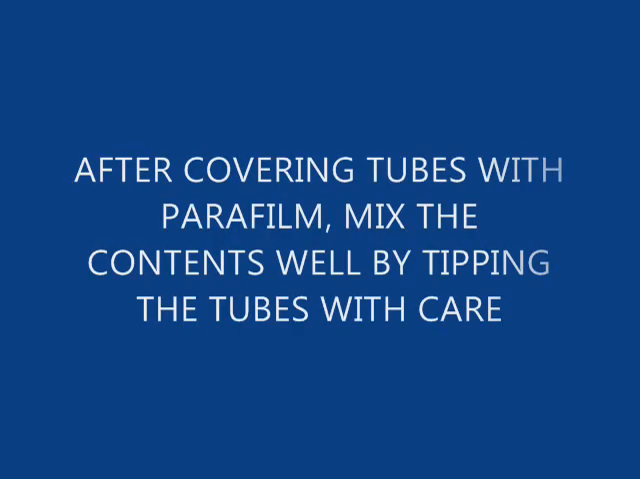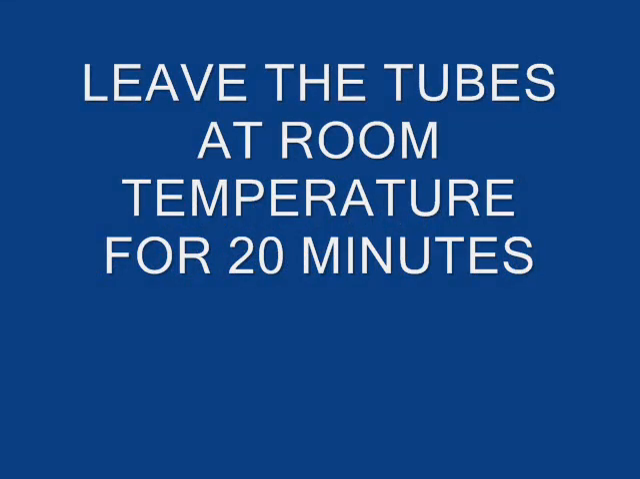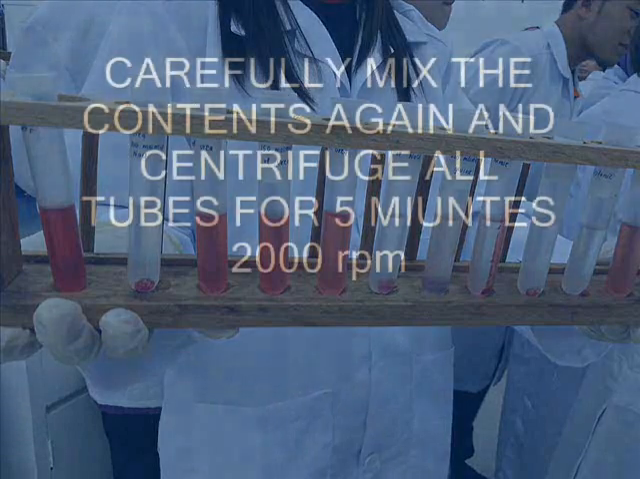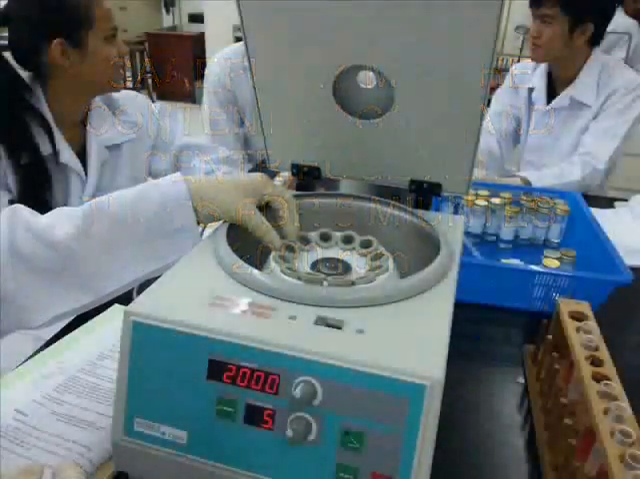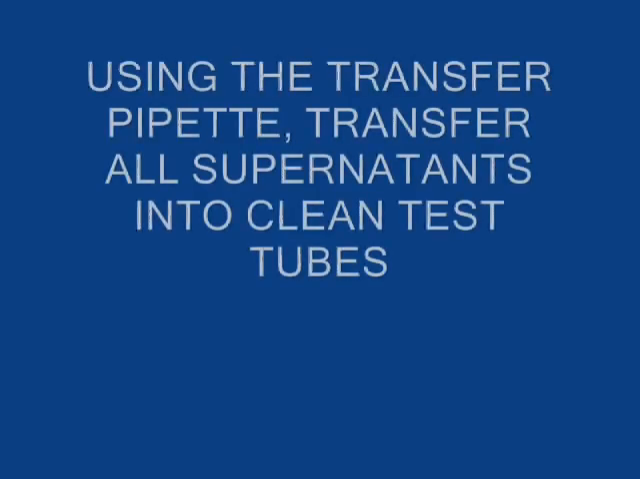Step 4. After covering each tube with paraffin, mix the contents well by tipping the tubes with care and leave the tubes at room temperature for 20 minutes. Step 5. Carefully mix the contents again and centrifuge all the tubes for 5 minutes at 2000 rotations per minute. Using the transfer pipettes, carefully transfer all the supernatants into clean test tubes that have been labeled accordingly.